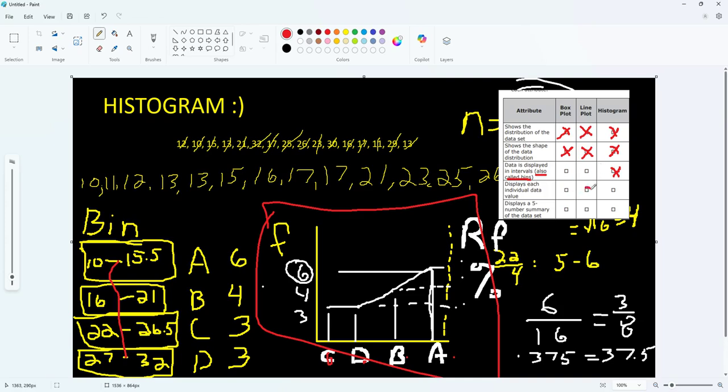Unlike the line plot, which did show the actual values, the histogram does not. Similar to the box plot, does not show it. And does it show the 5 number summary of the data? Does it show the mean, the median, and all that stuff? No. The only thing that does that is the box plot. Right, so that's what this table is looking like so far. Hopefully that makes a bunch of sense, and we'll move on to our last univariate data, the stem and leaf.